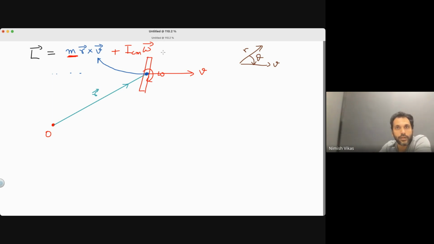So fortunately, in this figure, all the vector things go for a toss. You can simply say that L is equal to M R V sine theta, or R perpendicular V, whichever way you want to write it, plus ICM omega. They simply get added because both are in the same direction, inside the board, inside the board. Is that clear, guys?